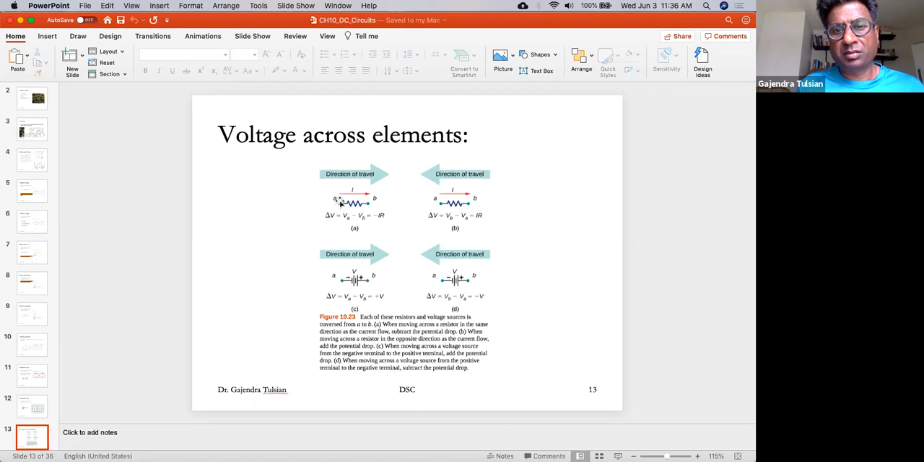Again, simply remember, going with the current, it's minus IR. Going against the current, it's plus IR. Going across from negative to positive voltage, it's plus V. And if you go from positive to negative, it's minus V. Okay.